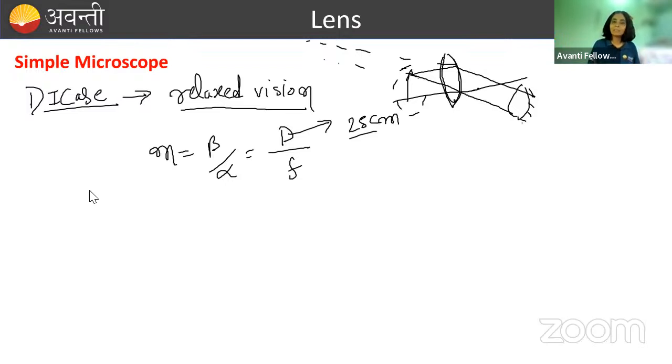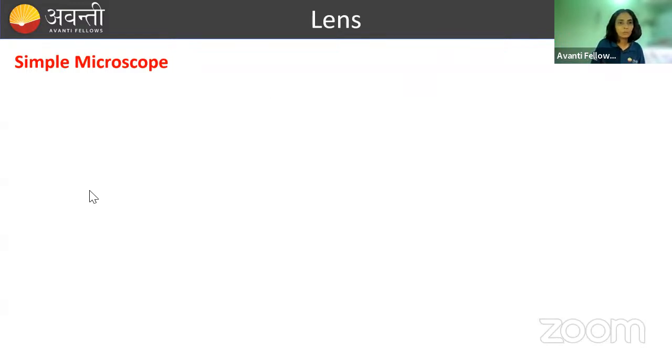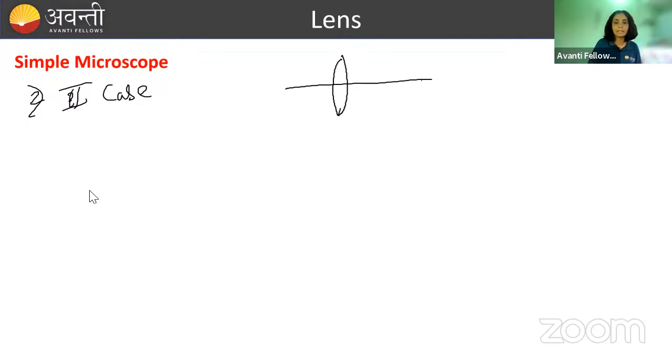Okay. And this F is what? This is simply the focal length of this lens. So this is the first case, relaxed vision. And the second case is what? In the second case, what will happen? Again, we are looking through a microscope because we are calculating magnification for what? Magnification for lenses. Sorry, simple microscope.